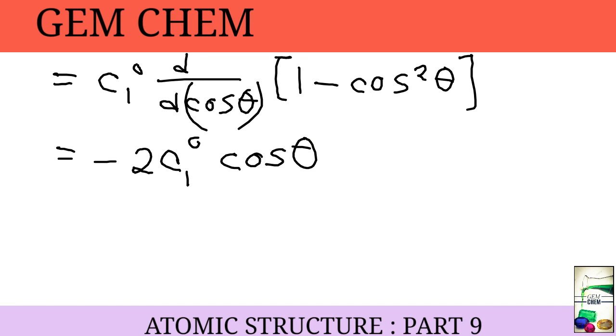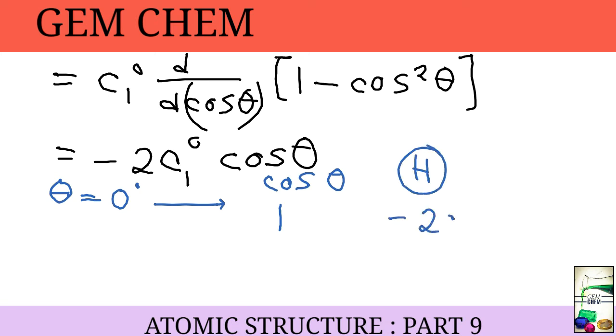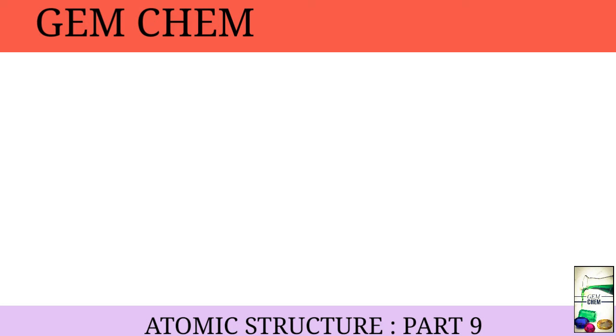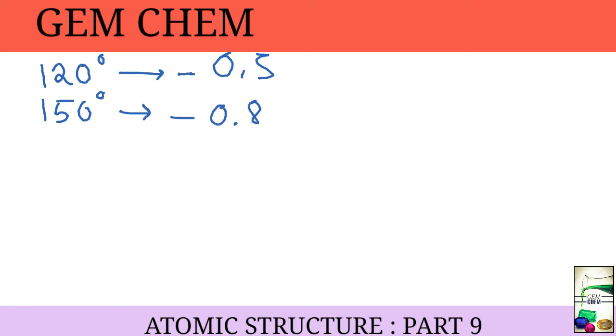Now consider if theta equals 0 degree, then what will be the value of cos theta? The value of cos theta will be 1, and the value of this term, that is capital theta, will be equal to minus 2 C10. If the value is taken to be 30 degree, then the value will be 0.866. Again, if we take 60 degree, then the value will be 0.5, and this continues for 90 degree, the value will actually be 0. Now we go to the next page, and if we take 120 degree, the value will be minus 0.5, and for 150 degree the value will be minus 0.866, and for 180 degree the value will be minus 1. So if we plot the square, then we will get the dumbbell shape.